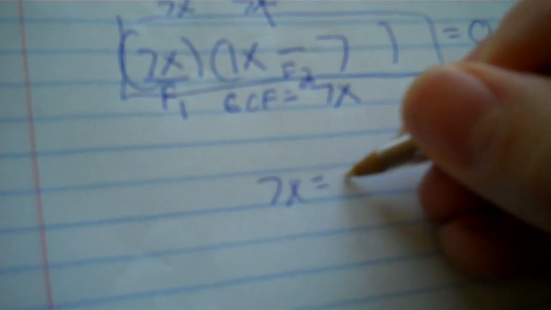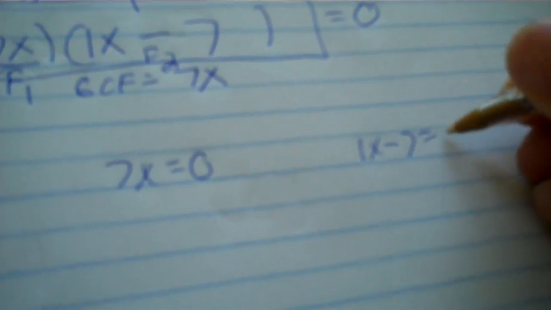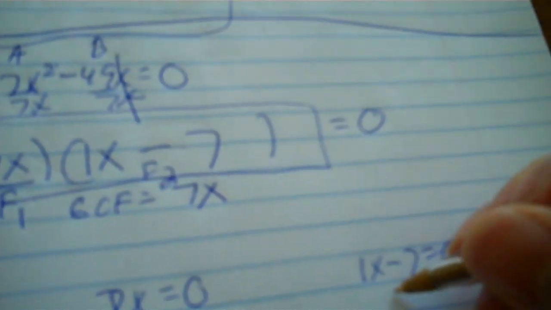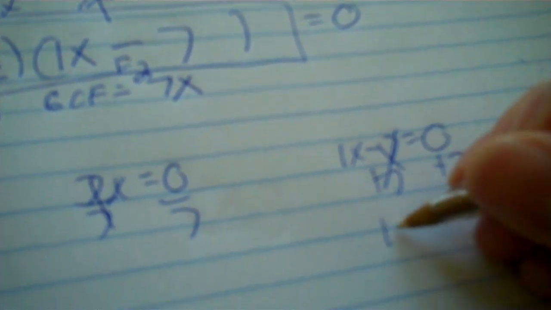So 7x could equal 0 or 1x minus 7 could equal 0. Divide by 7, get 0. Plus 7, plus 7, and you get 7. So the answers are 0 and 7.